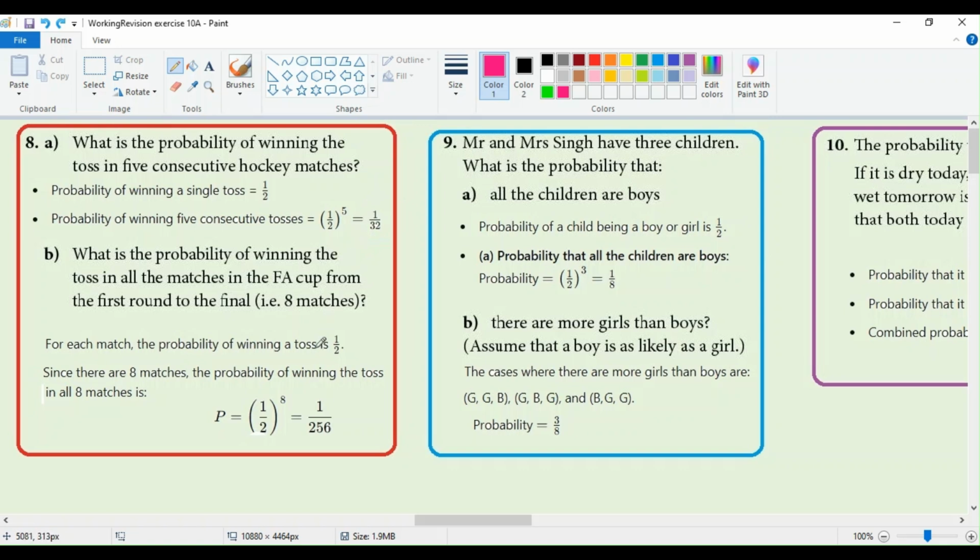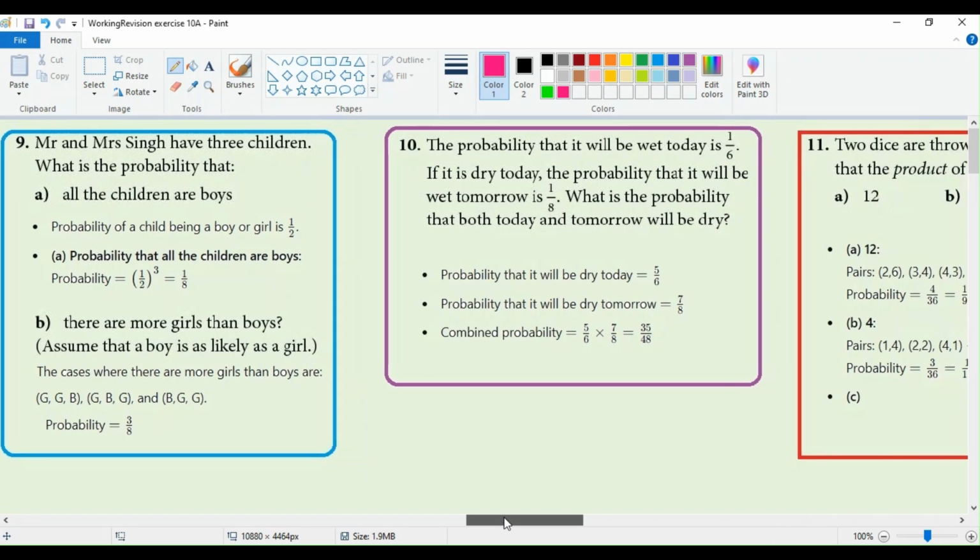Then comes what is the probability of winning the toss in all matches in the FA Cup from the first round to the final. There are 8 matches. That means 1 over 2 to the power of 8. That means 1 over 256 is going to be the final answer for this part of the question.